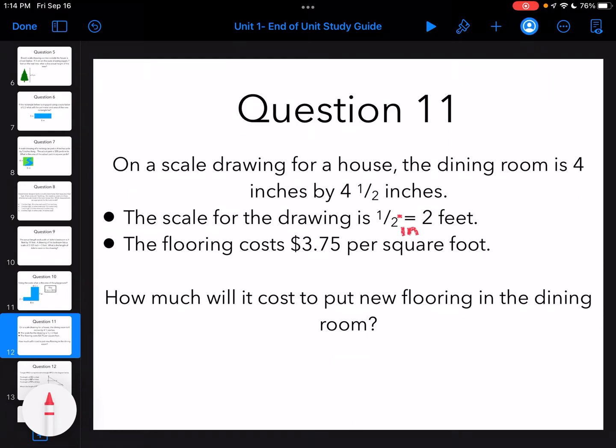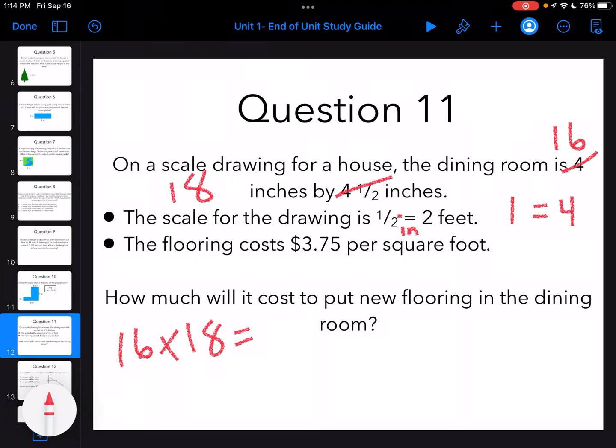Well, the first thing I have to do is change my dimensions around. So I know if 1/2 inch equals 2 feet, then 1 inch is going to equal 4 feet. So I'm going to multiply each of these by 4. So 4 times 4 is 16. And then 4 times 4.5, I think is going to be 18, but let me double check. Yep, I was right. So I'm going to do 16 times 18 to get how many square feet I've got. 288.